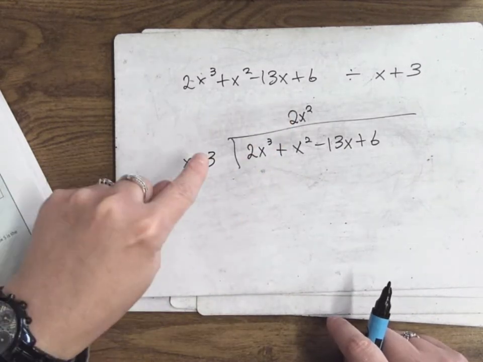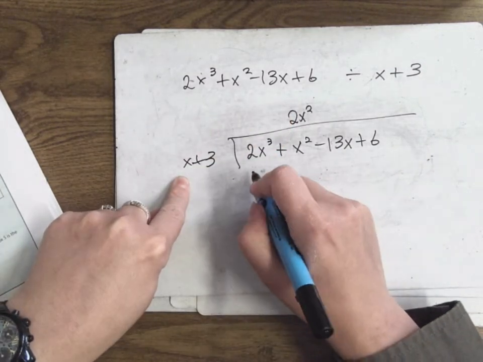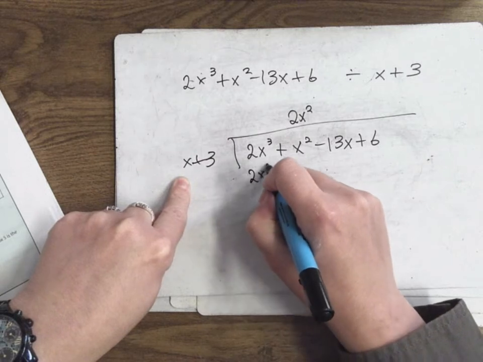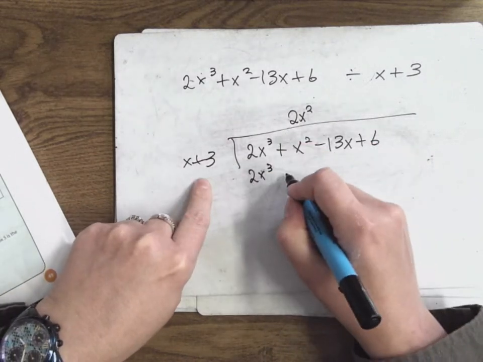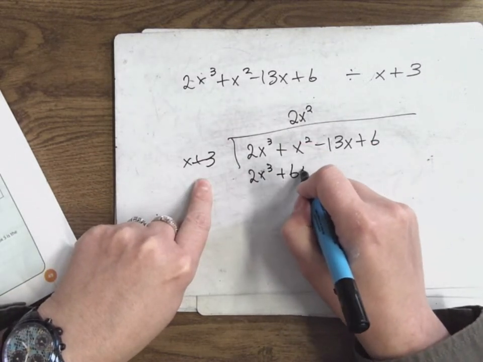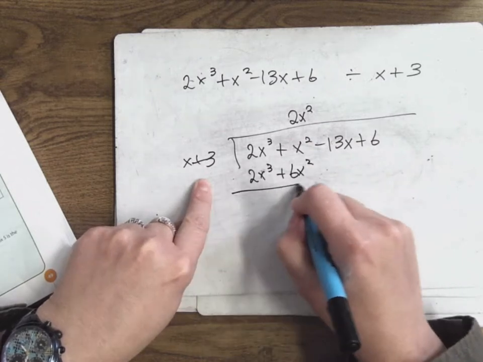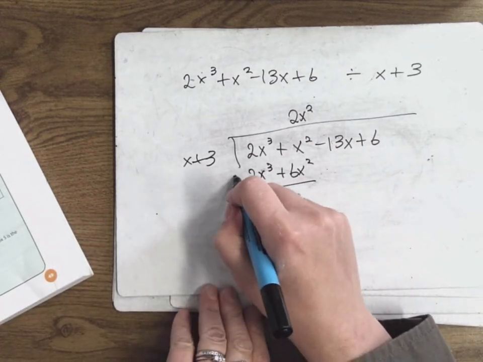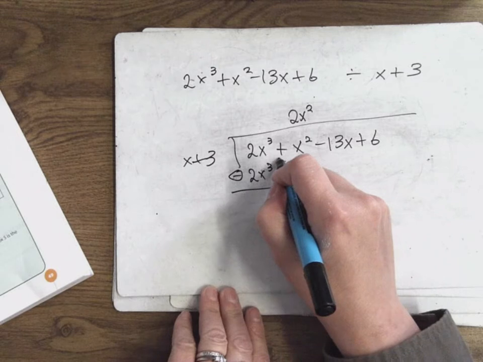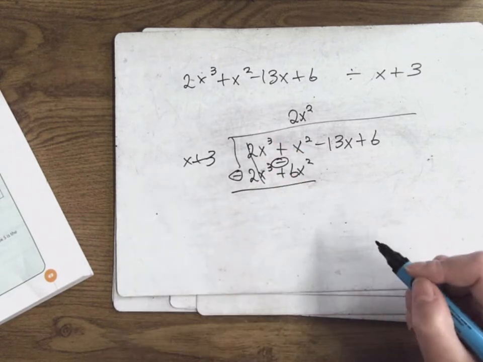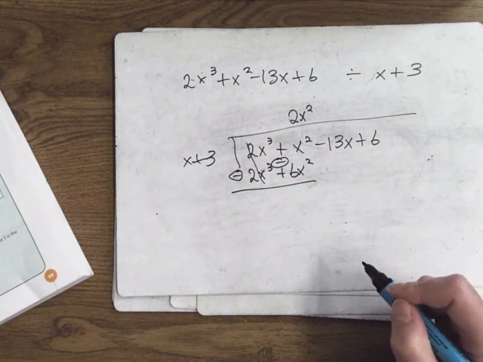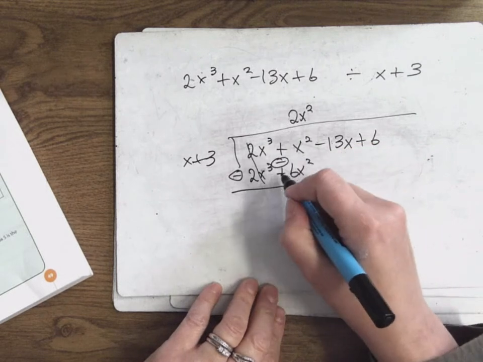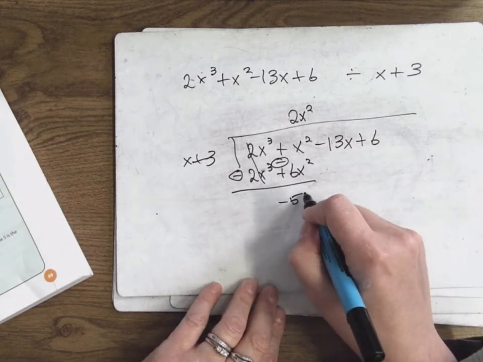Multiply then: 2x by x is 2x cubed. 2x squared by 3 is plus 6x squared. Next step, subtract. So to subtract, you change signs. That's a minus, that's a minus. They cancel, which is what you want to happen. If it hasn't happened, you've made a mistake. Plus x minus that is minus 5x squared.